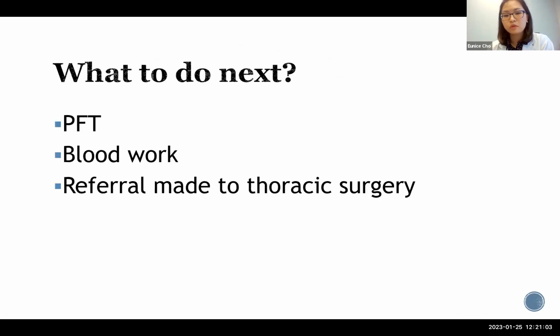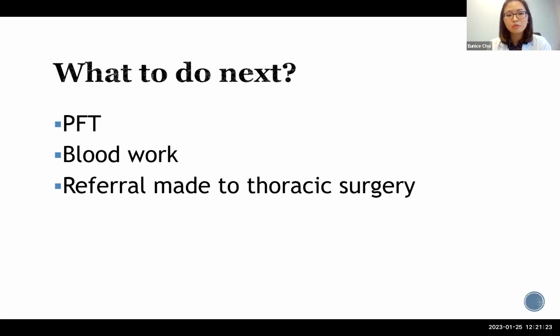So as a respirologist, what did I do? I organized a PFT for her, given her smoking history and her emphysematous changes. I wanted to see if there was any objective compromise in her lung capacity. She actually failed to attend the appointments that I arranged for her, so I don't have a PFT to show and share with the group today.